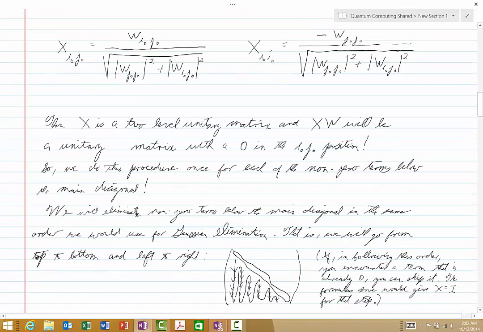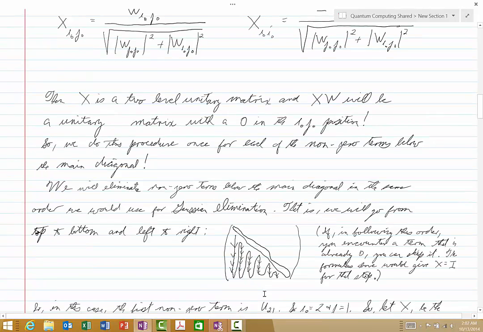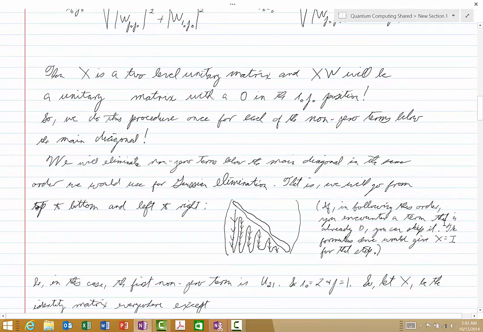We will eliminate non-zero terms below the main diagonal in the same order we would use for Gaussian elimination. That is, we will go from top to bottom and left to right. So top to bottom and then left to right. I'm using this wiggly line to denote that. And if in following this order you encounter a term that is already zero, you can skip it.